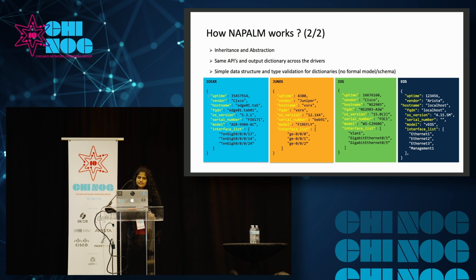Keys are going to be consistent across the operating systems, and values are going to be specific to the device. So here it returns the uptime of the device, the vendor, the platform of the device, the host name, FQDN, that is fully qualified domain name, OS version, the serial number, model of the device, and the interface list.